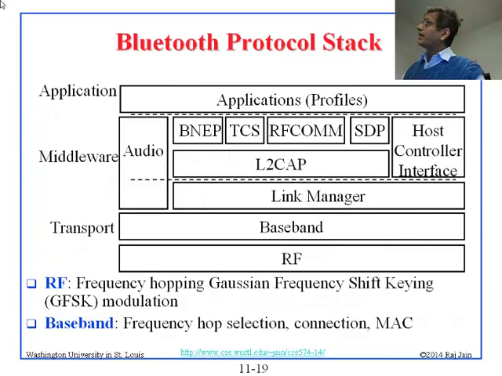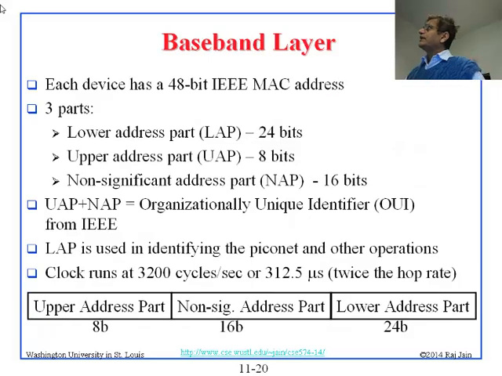But before I get out of this slide, and I will keep coming back to this in the next 2 slides, I want to explain the addressing part. Everybody has a 48-bit address. Out of that, you take the 24-bit part, which is called the lower address part, LAP. And 8 bits is called UAP, upper address part. LAP and UAP. And in the middle is the non-significant, don't-care kind of part.